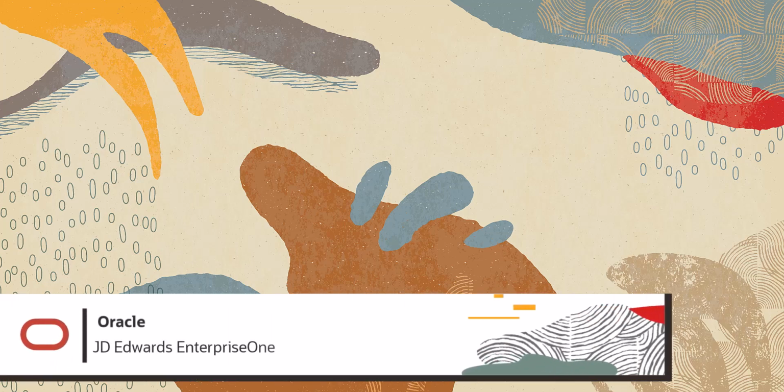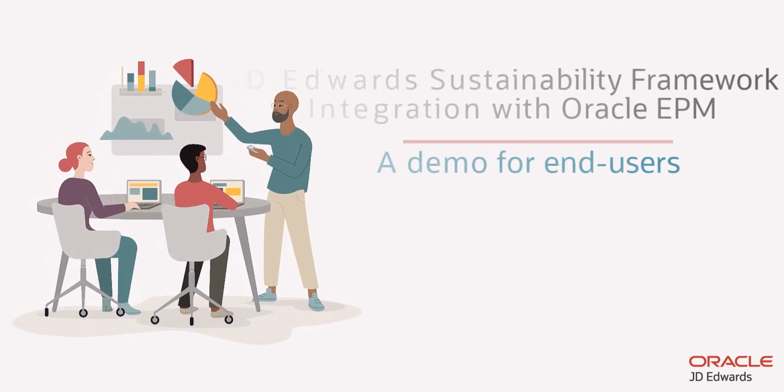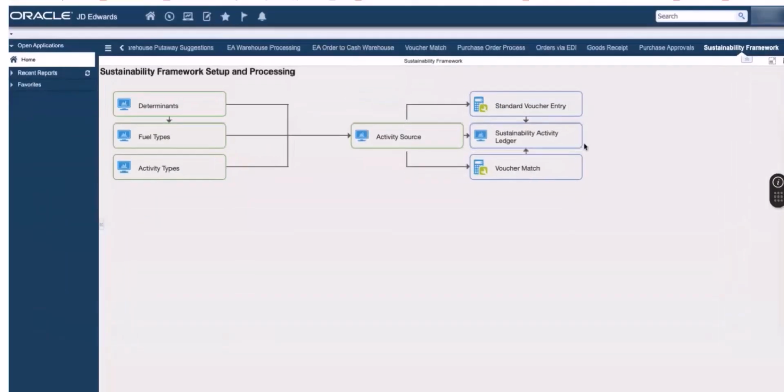This video demonstrates the integration of JD Edwards Sustainability Framework with Oracle EPM. In the interest of time, we have already collected stationary combustion data through activity records in Sustainability Activity Ledger using JD Edwards Sustainability Framework. The next step is to integrate with EPM for carbon calculation and reporting.